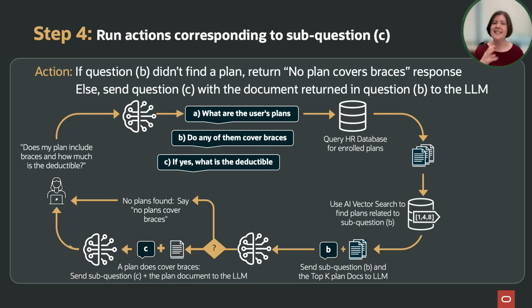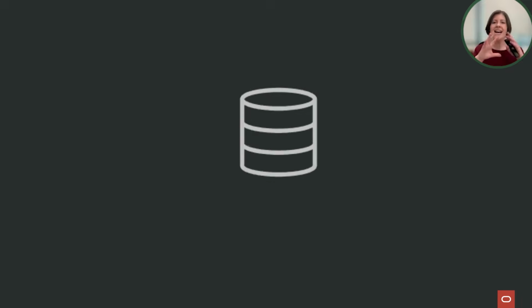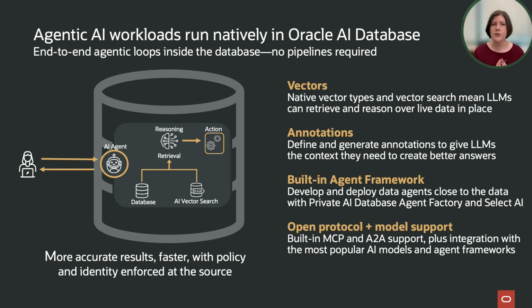If, on the other hand, the LLM comes back and says, yes, I have found Jane's dental plan covers braces, we then need to find out what Jane's deductible is. And in this case, we'll send her dental plan along with that additional question, what is the deductible, back to the LLM. And based on its response, we can formulate our response to Jane that says, yes, your dental plan covers braces and your deductible is $200. That's basically what an agentic flow looks like.